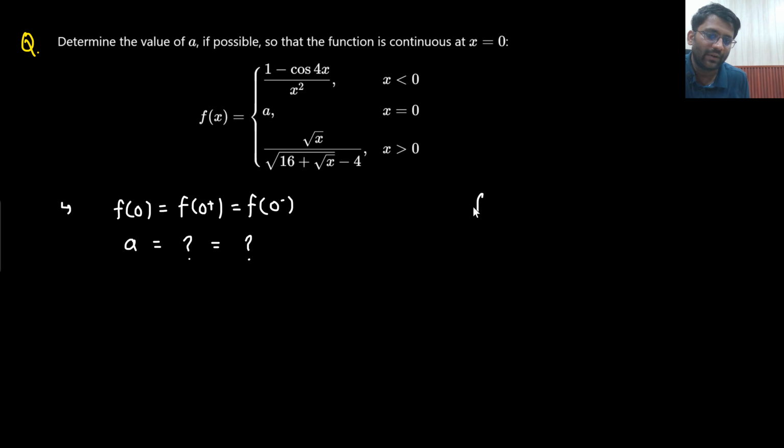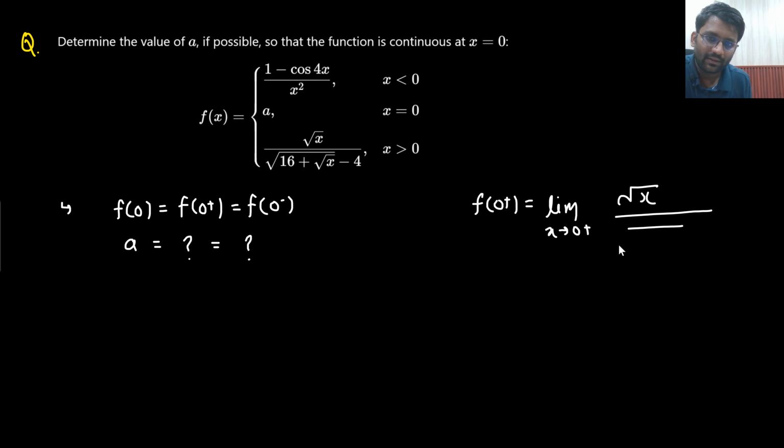So let's find out the value at 0 plus. What will be the value at 0 plus? That means limit x tending to 0 plus. So at 0 plus what function will be followed? This function will be followed, which is under root x divided by 16 under root x minus 4. If you put 0 here directly, then what you are getting? 0 by 0 form you will get. 0 by 0 form means what will you apply? L'Hopital you will apply. Can you find out the limit?